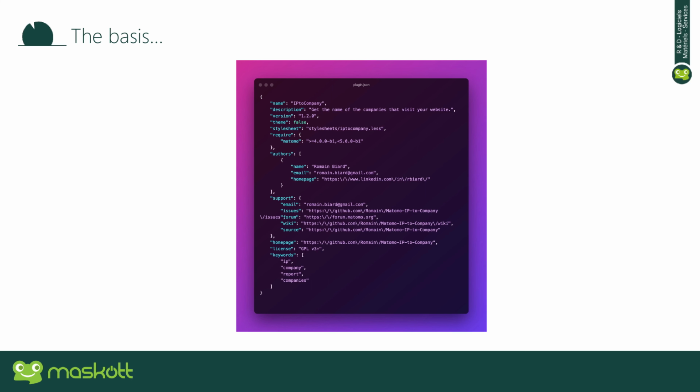You can also provide a URL to the home page of your plugin if you have a public repo or a specific website for your plugin, the type of license that you use, and some keywords that will allow people to look for your plugin in the Matomo Marketplace. So you can see that this plugin.json file is very basic and does not require any technical skills. You just have to provide all the information that will properly describe your plugin.